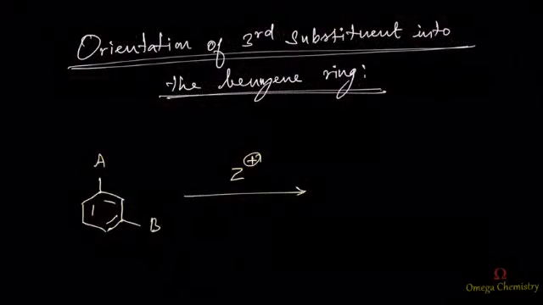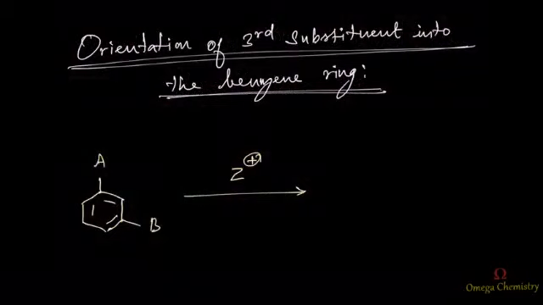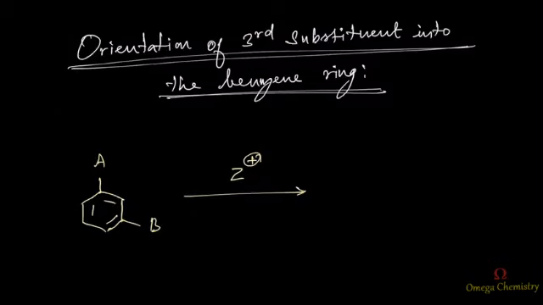Hello everyone. Today we are going to look at a very important topic called orientation of third substituent into the benzene ring. It is usually more difficult to predict the major product when a disubstituted benzene undergoes further substitution. However, we are going to follow certain guidelines.